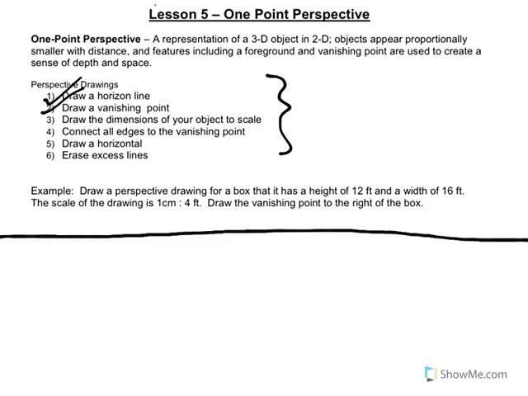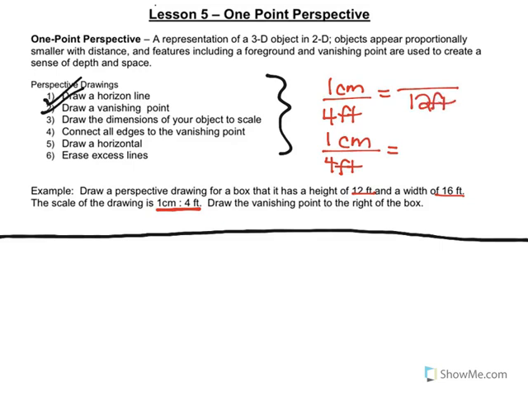I guess we got to draw the shape in first. So this question says we have a conversion factor of 1 centimeter is 4 feet, and we're drawing a box that is 12 feet by 16 feet. So we're going to go 1 centimeter is 4 feet. You can do the conversions up here if you want to save room below. And we're going to go 12 feet. Feet stay with feet. X goes on the top.